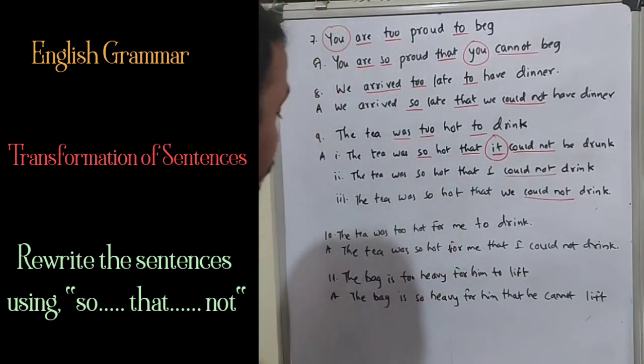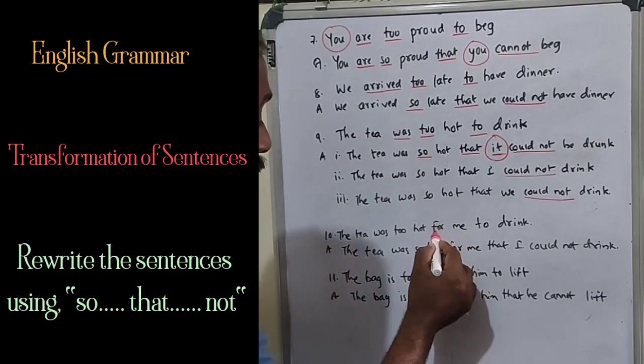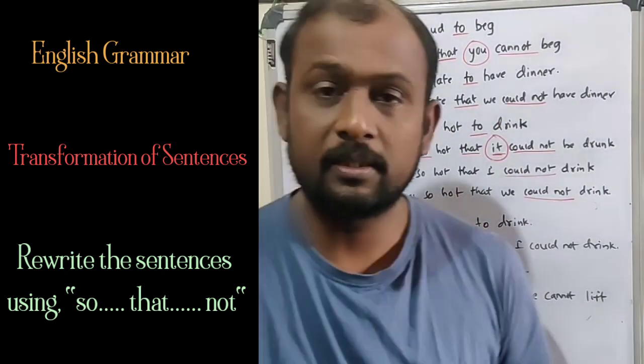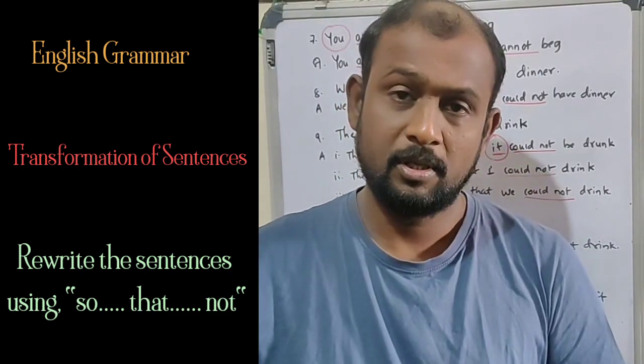That's the rule. Look at the same example written here. The tea was too hot for me to drink. So when the question is the tea was too hot to drink, you have 3 or 4 options.